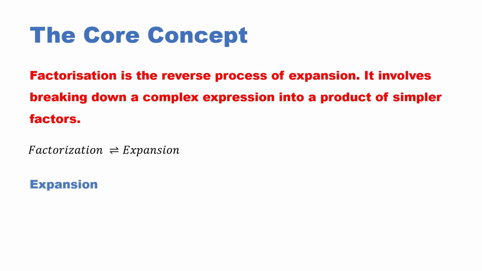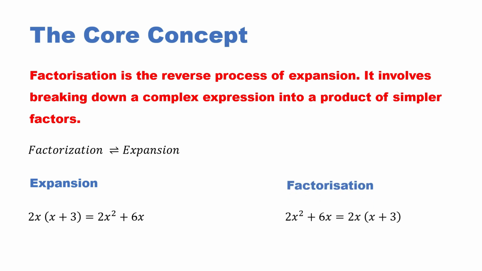So, just to show the difference, expansion is when we multiply all the terms in brackets to make an expression longer, while in contrast, factorization is taking this longer expression and expressing it in the form of its simple factors, using brackets. Now, let us discuss the four basic methods of factorization.